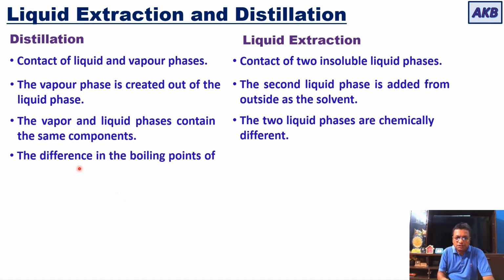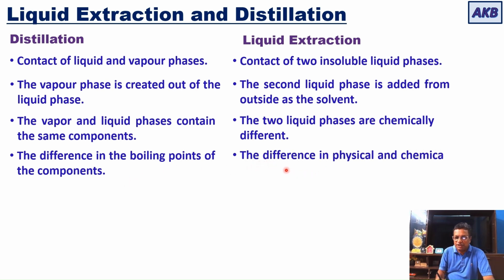Then in the case of distillation, the difference in the boiling points of the components is the basis for separation. In distillation, the components of the liquid solution are separated on the basis of differences in their boiling points. Whereas in the case of liquid extraction, the difference in physical and chemical properties of the components is the basis of separation. The basis of separation in liquid extraction is a difference in physical properties of the components involved.